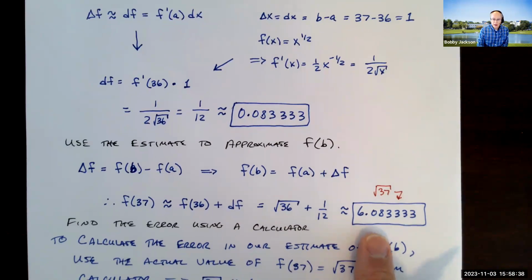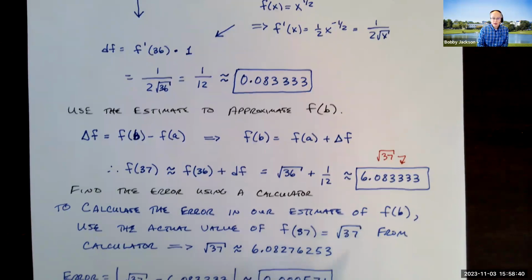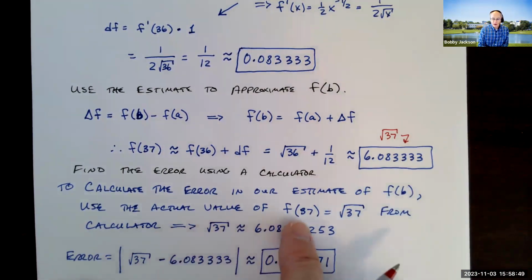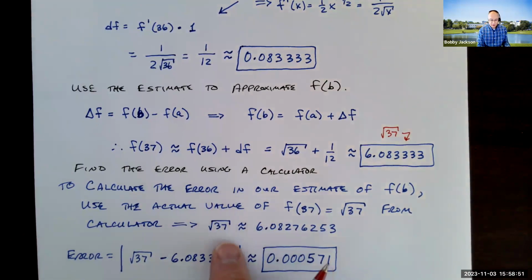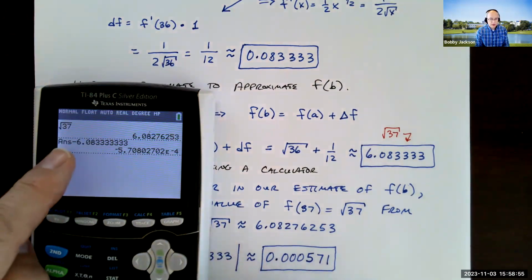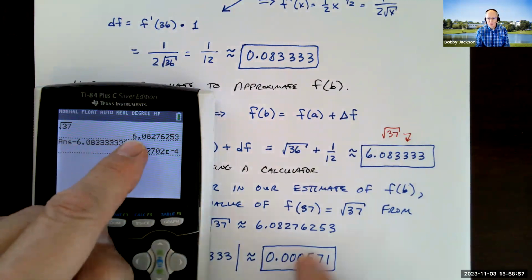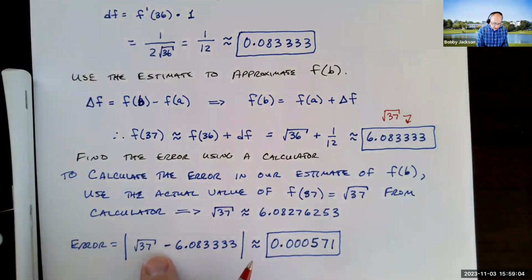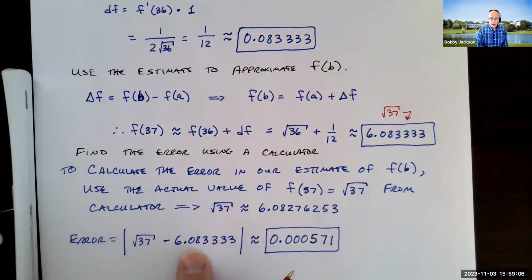All right, that's our estimate, approximately this. Okay, well, let's find the error in this using the calculator. So to calculate the error in our estimate of f of b, or f of 37, we're going to use the actual value of f of 37 from the calculator. So if I plug in the square root of 37, I get that. So there's my exact value. I'm going to take this value and subtract the estimate here.